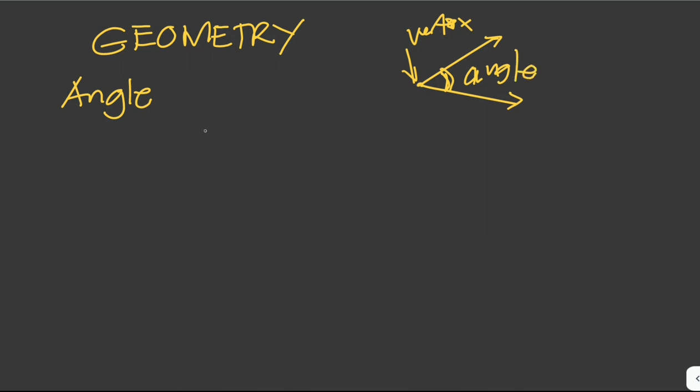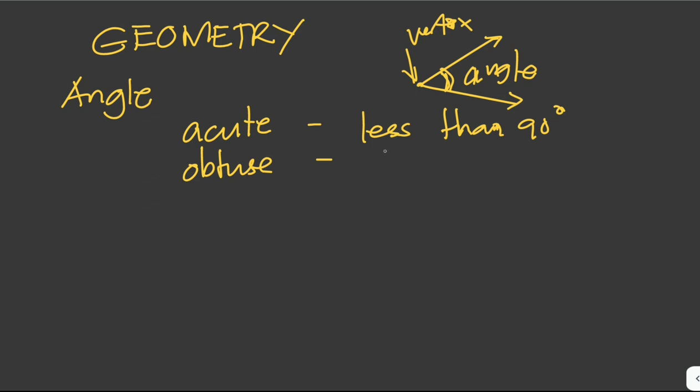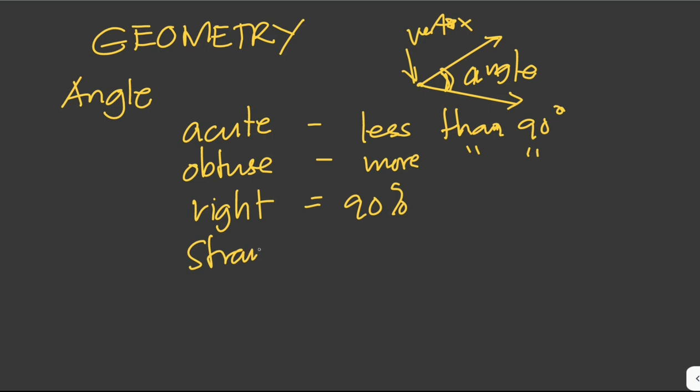So we have acute angle. The measure is less than 90 degrees. And then we have obtuse, more than 90 degrees. And then we have right angle, which is equal to 90 degrees. And then straight angle, which is equal to 180 degrees.